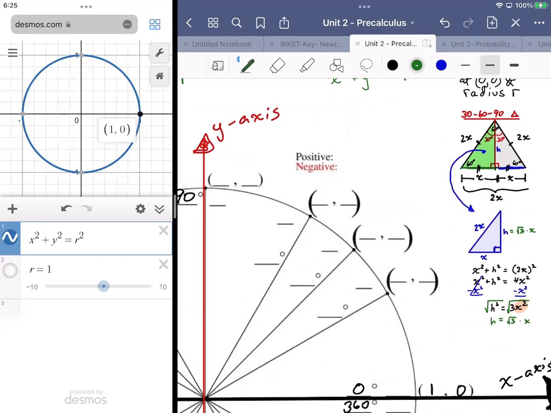At this location here, we're going to call that 30 degrees. And I'm going to draw a triangle. All right. So what I'm going to do is draw a line segment going from 0 degrees to the circumference of the circle, and I'm going to drop an altitude.